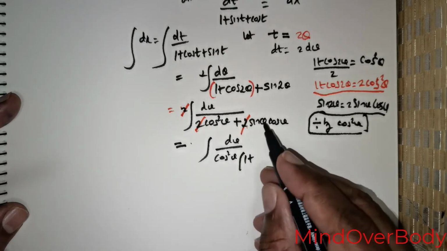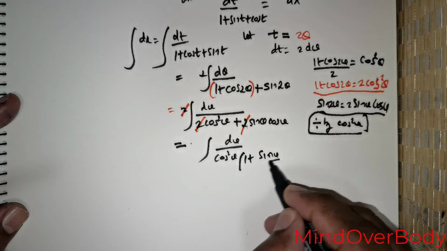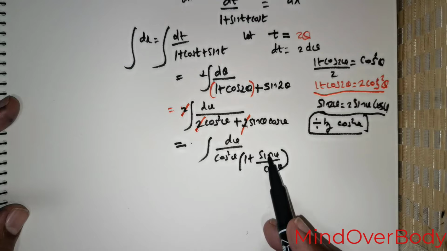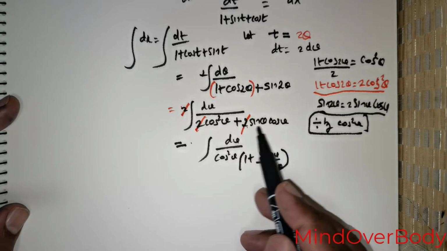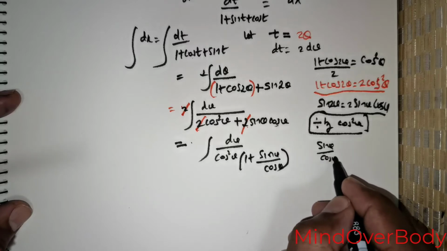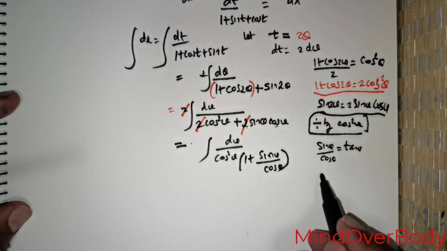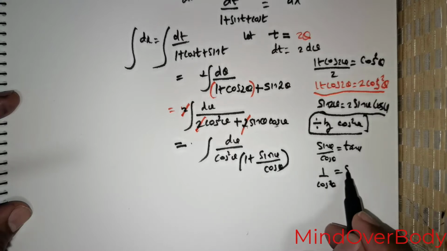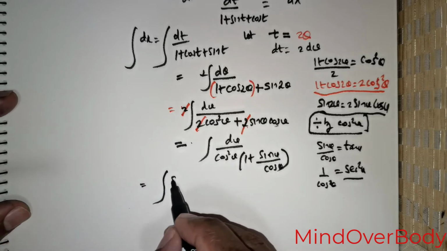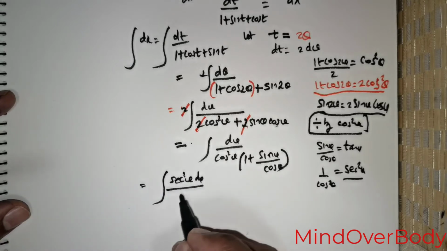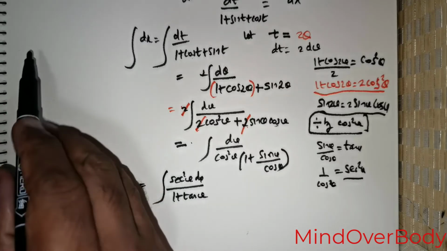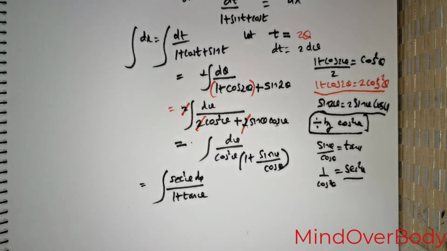That will give me 1 positive sine theta divided by cos theta, right? Cos squared theta multiplied with sine theta over cos theta will produce this sine theta cos theta. Now we know that sine theta over cos theta is tan theta, and 1 over cos squared theta is secant squared theta. So this is going to be equal to integral secant squared theta d theta divided by 1 positive tan theta. Now I would like to use this space here.